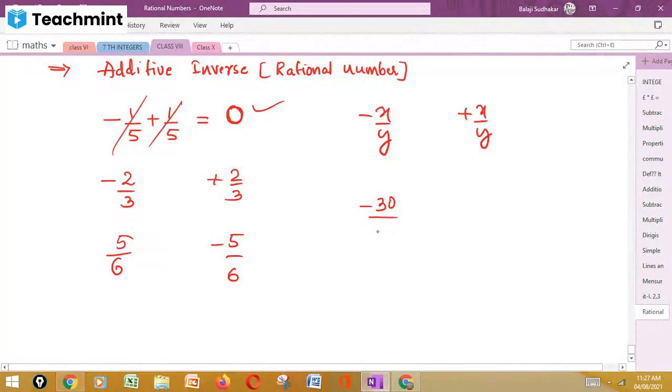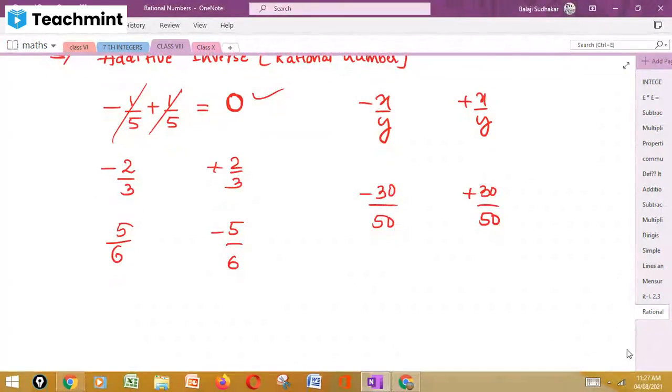Minus 30 by 50: plus 30 by 50. You know that additive inverse is nothing but what you add to a rational number so that the answer is 0. Whenever you take any rational number, what do you have to add to get the answer 0? That is the additive inverse. Are you understood? Yes, sir. Okay, fine.